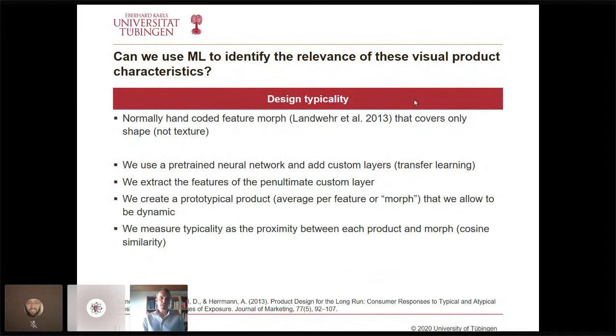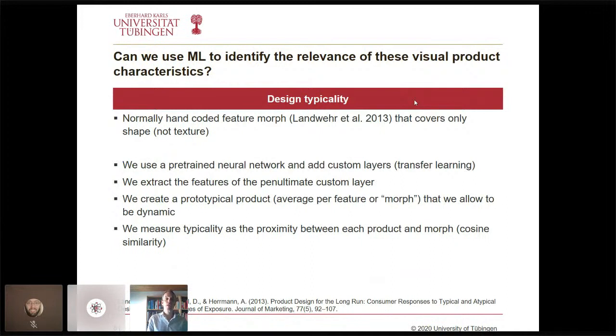With respect to design typicality, the approach that we choose is different from previous research. Previous research has used a hand-coded feature morph. So essentially, you would take a picture and place markers on the picture, and then compare the location and the distance between the markers across different pictures. That's a very labor-intensive manual approach that we don't follow, but we use a pre-trained neural network.